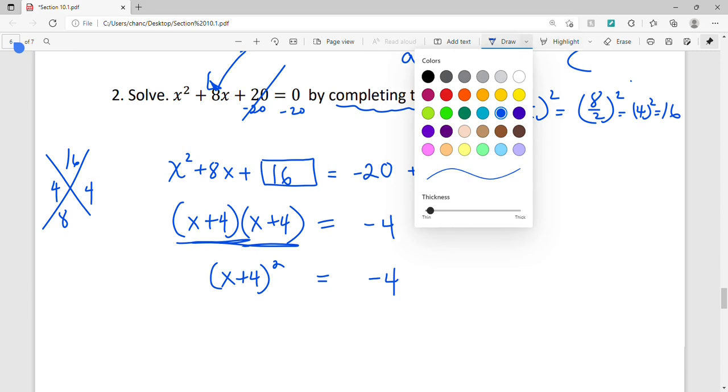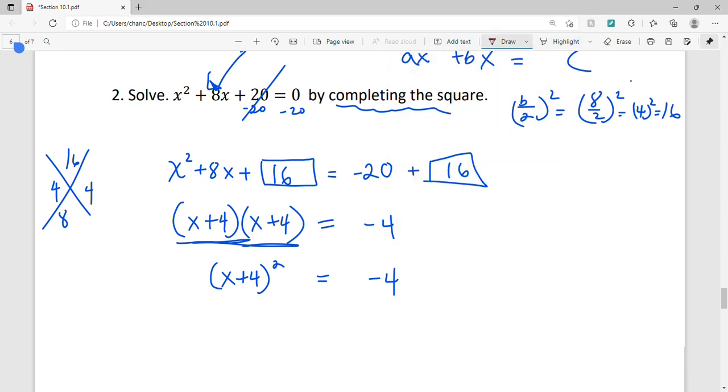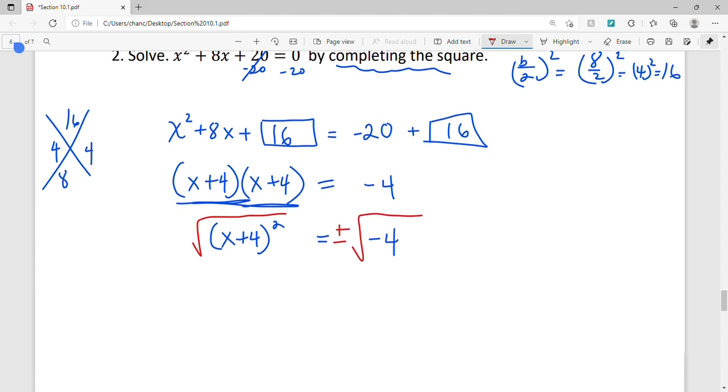Now, what do we do next? We can take the square root of both sides. Don't forget that plus or minus in front of that square root.